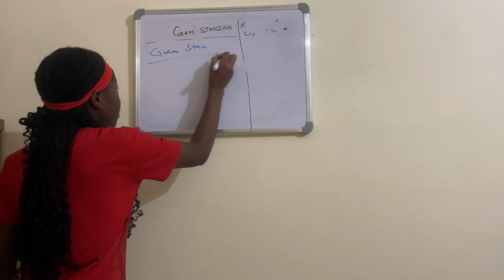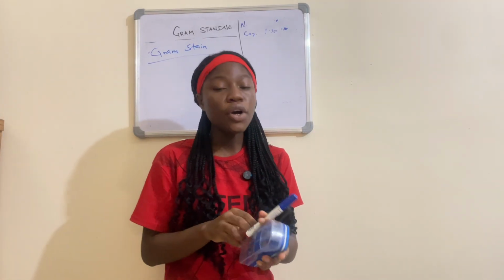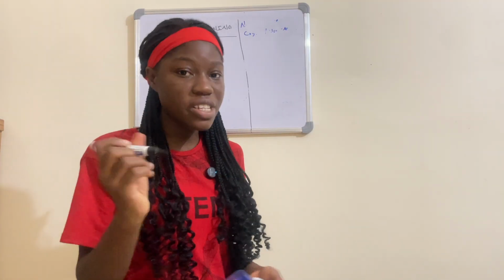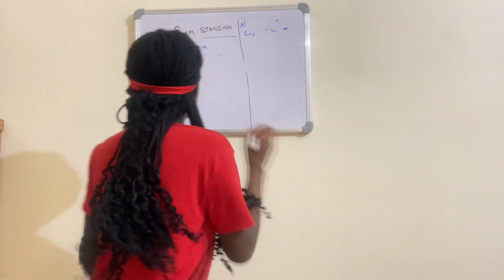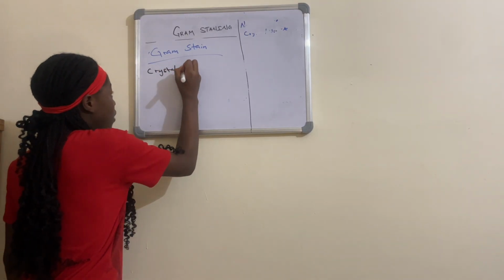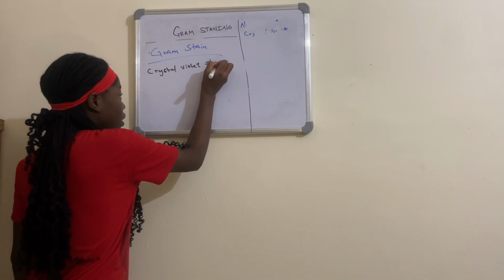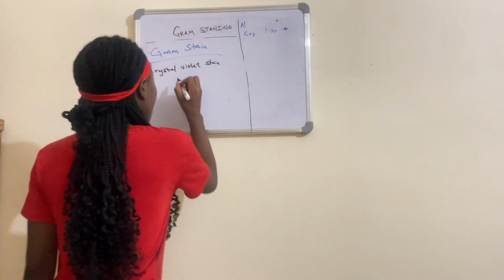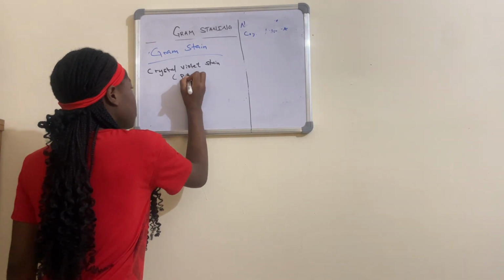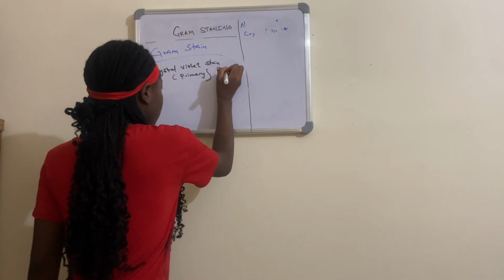This Gram stain is made of several types of stain. So let's talk about the first one. The first one is called the crystal violet stain. This crystal violet stain is known as the primary stain. It has a purple color.